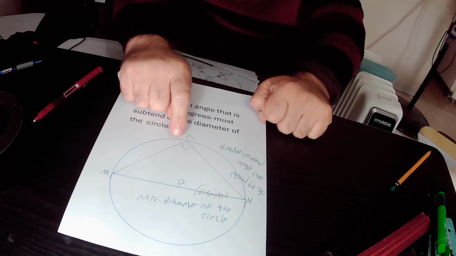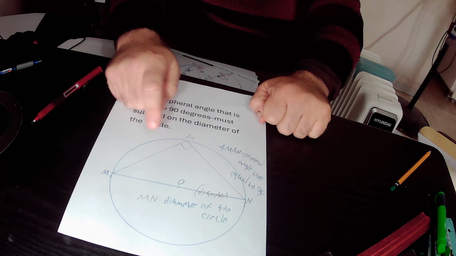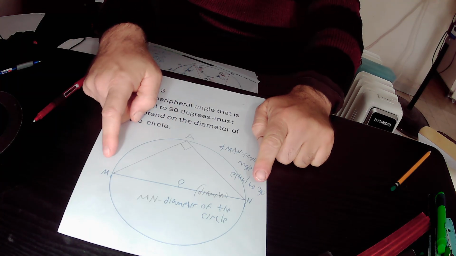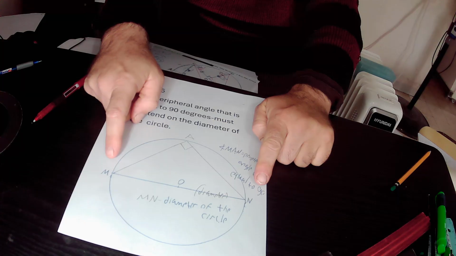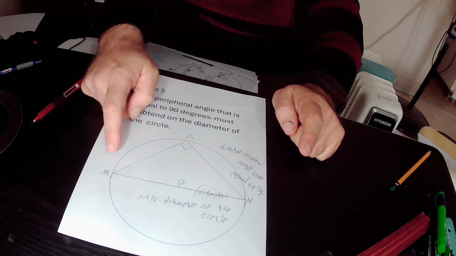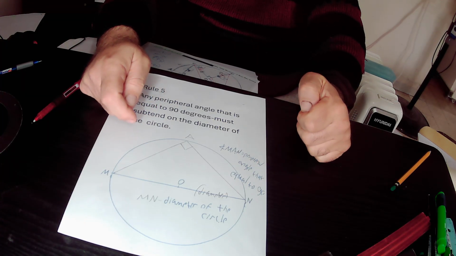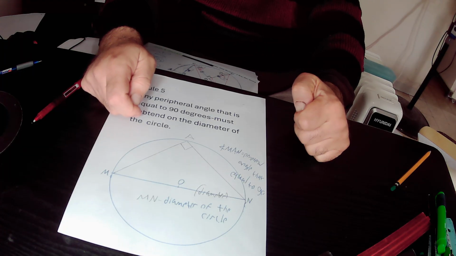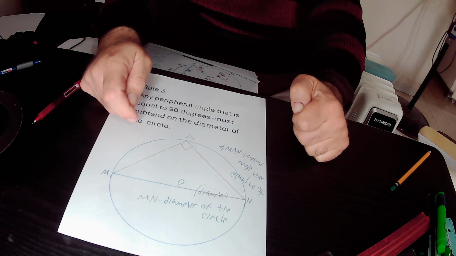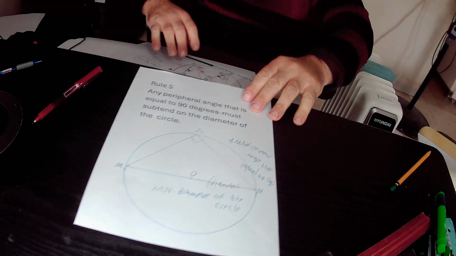Because peripheral angle MAN equals 90 degrees in size, it must subtend on the diameter of the circle. Peripheral angle MAN subtends on chord MN, and therefore chord MN must be the diameter of this circle. So according to rule 5, any peripheral angle that is equal to 90 degrees in size must subtend on the diameter of the circle.